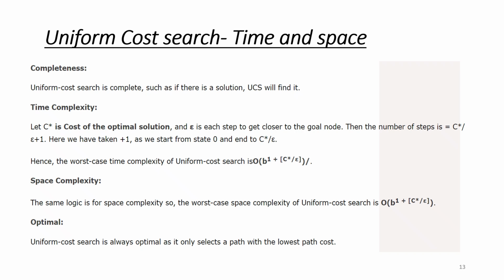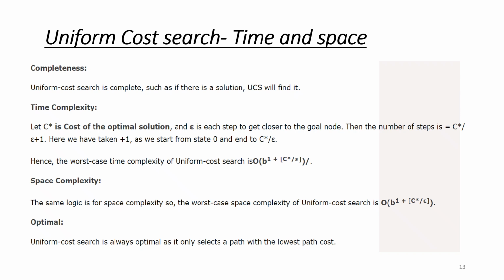And the next one is the time complexity. For time complexity, we have to maintain the cost of the optimal value, and epsilon is each step to get closer to the goal state. That is very important. And the number of steps is C star divided by epsilon, plus 1. Okay, we have taken the plus 1 as the additional term in the formula, so we can start from 0 until the end of the process. So this is the time complexity.